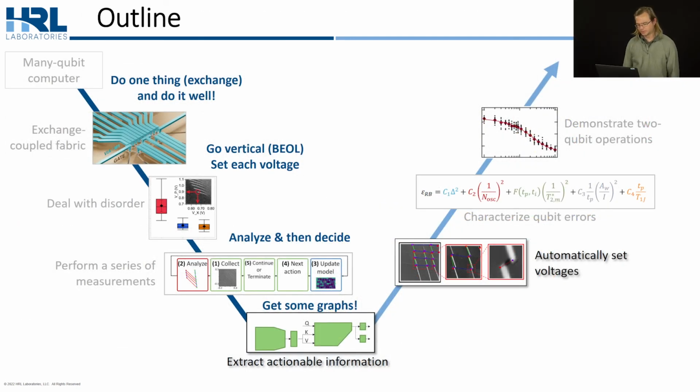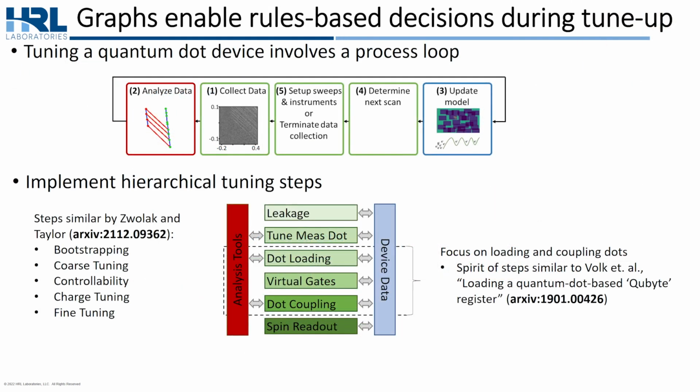Okay, so now I've described how we can robustly extract graphs from the scans that we collect during our process loops. And so now we can start to automatically set voltages. And so here's our process loop shown at the top. And now what we need to do is nest, stack, sort of hierarchically organize, however you want to phrase it, a variety of these loops to successfully tune up the dots. And the steps that we take align pretty well with the steps outlined by Justyna Zwolak and Jake Taylor in a recent colloquium that they posted to the arXiv.